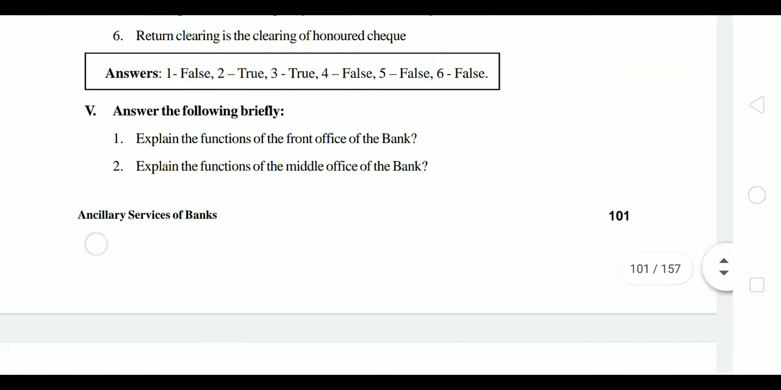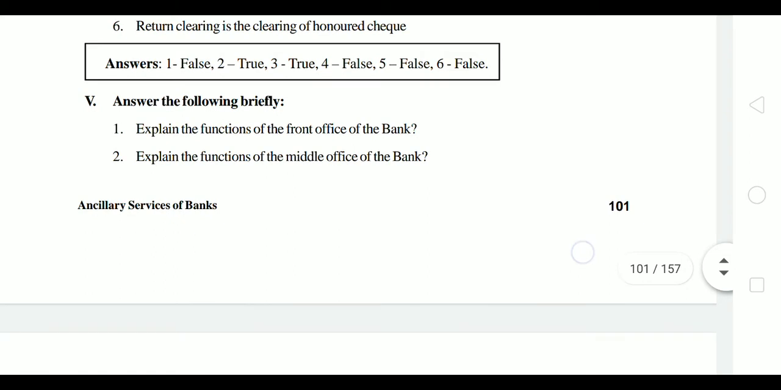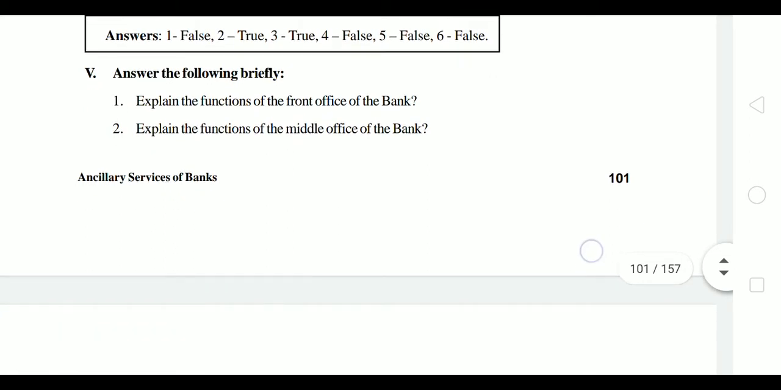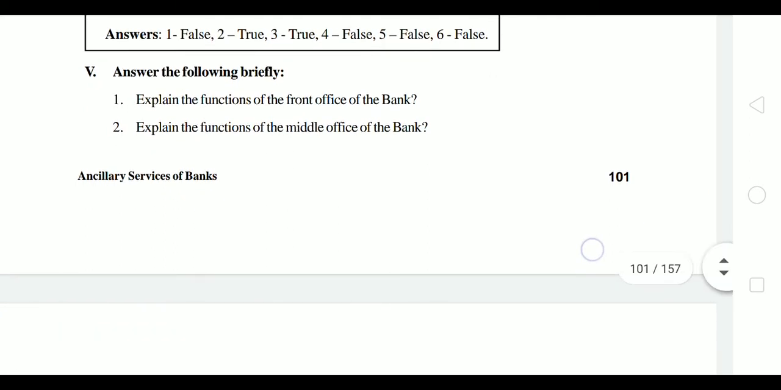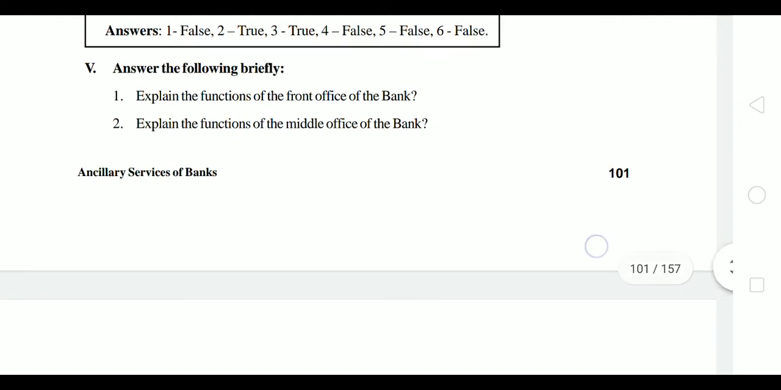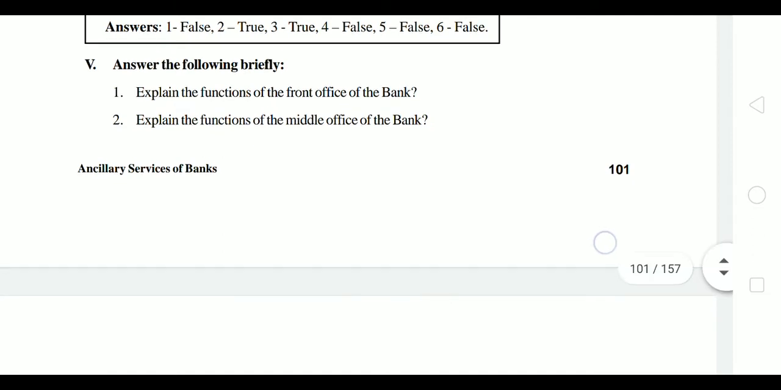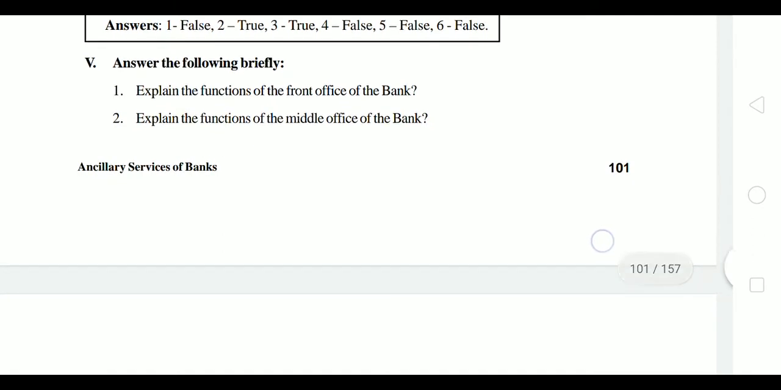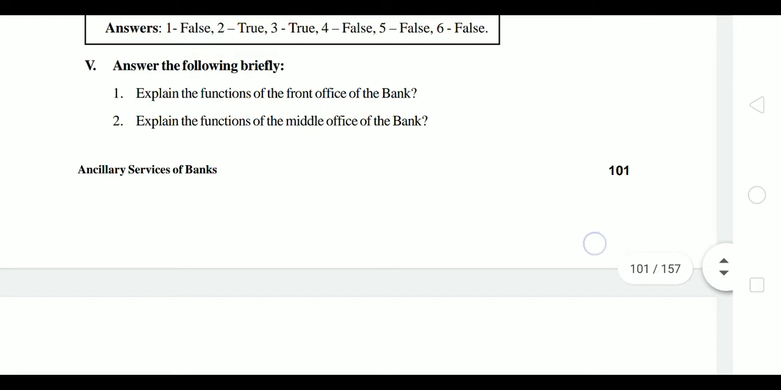Now coming to answer the following briefly. First, explain the functions of the front office of a bank. The front office is that area where the employees of the bank come into direct contact with the customers. So the first function is to take care of the needs of customers.